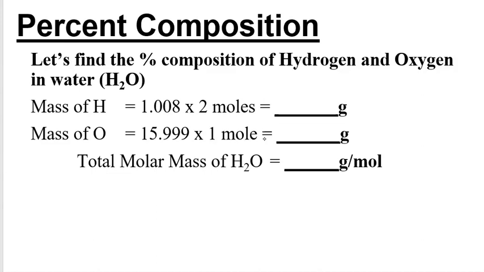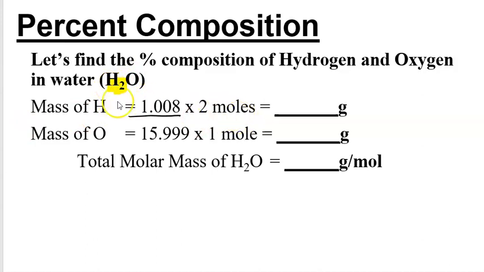So the mass of hydrogen, this just came from the periodic table. That's where that number came from. So if you're wondering, where's this 1.008? That's from the periodic table. So I'm going to multiply that by 2. And you might be saying, well, where'd that 2 come from? The 2 came from right there.